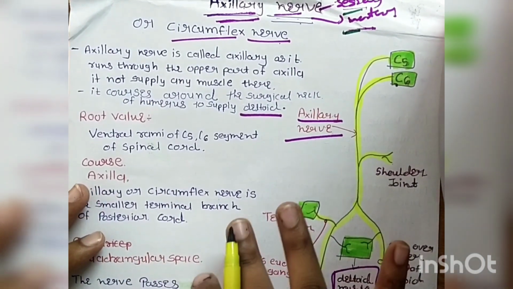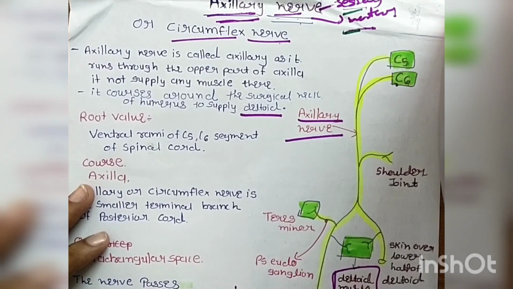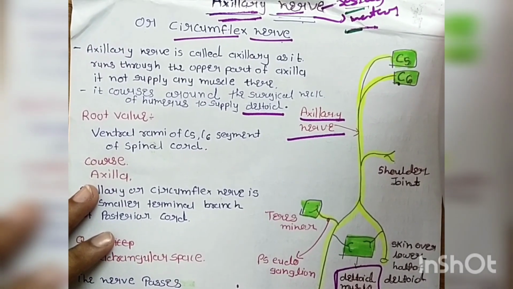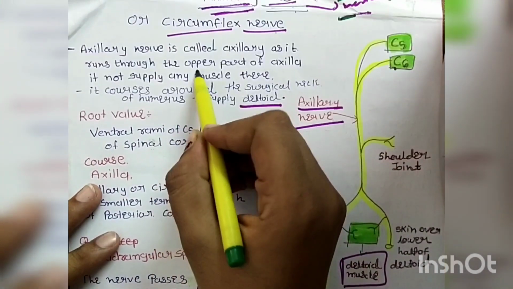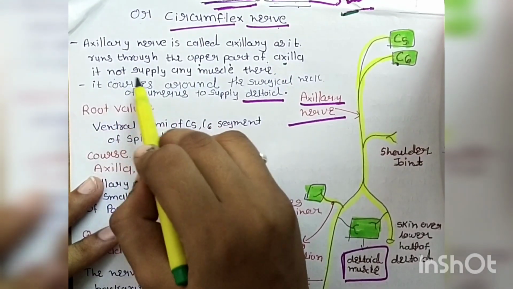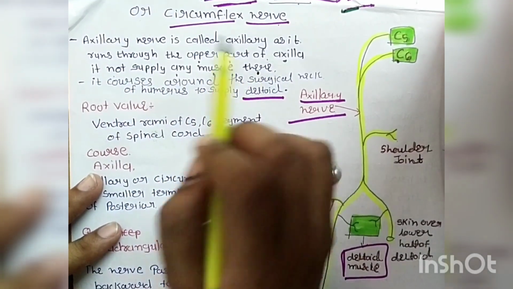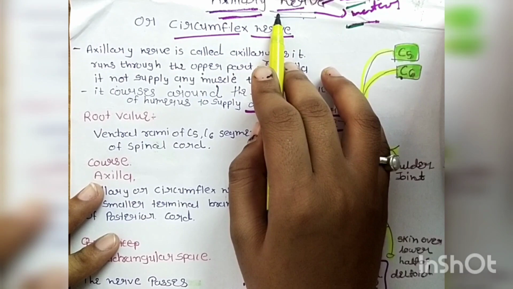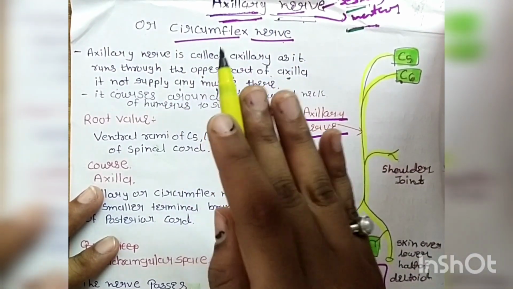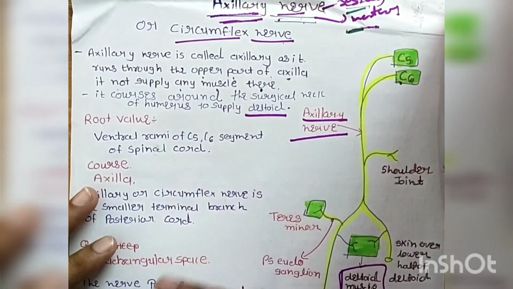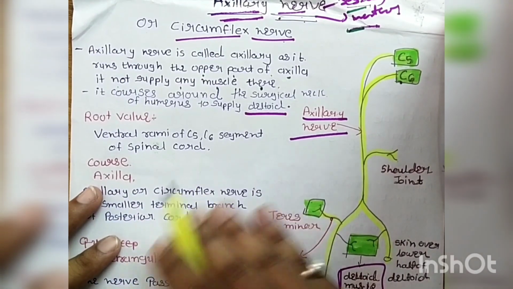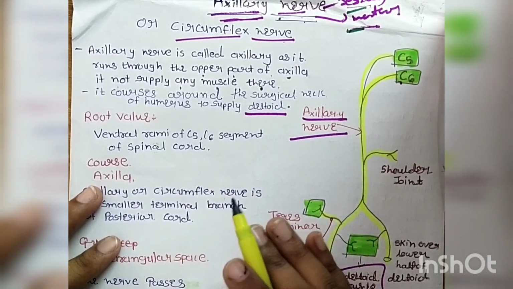Why is it called the axillary nerve? The name itself suggests it, as it runs through the upper part of the axilla and does not supply any muscle there. So basically the axillary nerve does not supply any muscle at the axilla, but it runs through the axilla, so the name is axillary nerve.